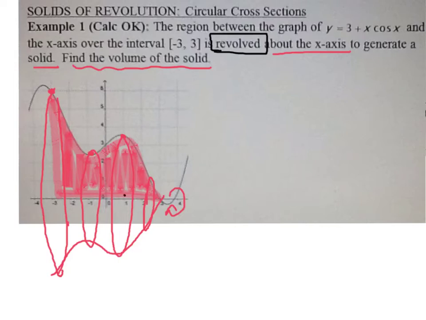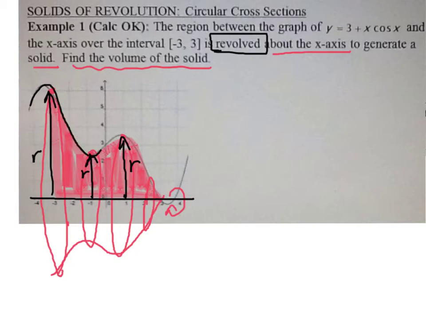All right. The idea is that since this x-axis is our axis of rotation, the radius for each of those circular cross sections is going to be different depending where you are on the function. Okay, so for each circle the radius is different. But all of those radii are y values on the function y equals 3 plus x times cosine of x.